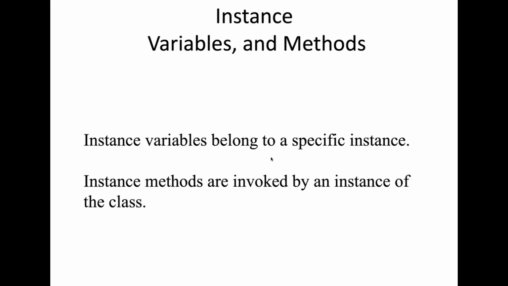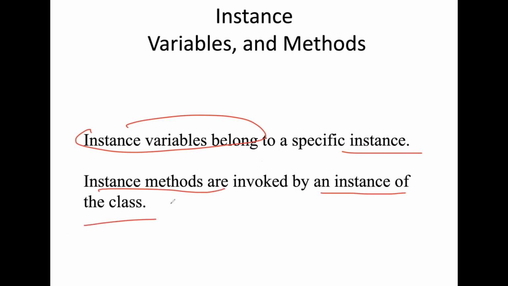In Java, both static and instance members are used to define the behaviors and state of a class. They serve different purposes and have different characteristics. An instance variable belongs to a specific instance. Instance methods are invoked by an instance of the class. Remember what instance variables are.